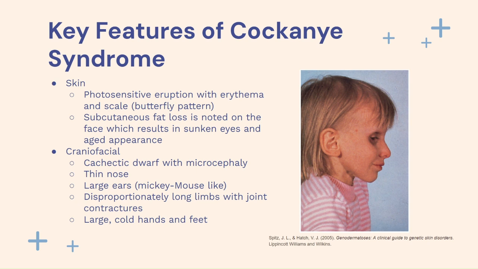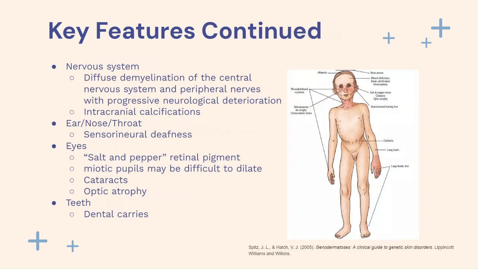Anyhow, you're going to notice photosensitive eruptions with erythema and scale. Subcutaneous fat loss noticed around the eyes, as well as an aged appearance. Dwarf appearance, microcephaly, thin nose, large ears, somewhat longer limbs with joint contractures, large cold hands. As you'll notice, there's nervous system involvement, so diffuse demyelination.